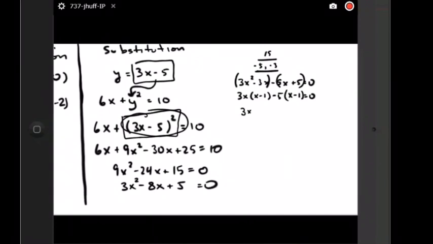So then your two factors are 3x minus 5 and x minus 1. So then the two values for x are x equals 5/3 and x equals 1.